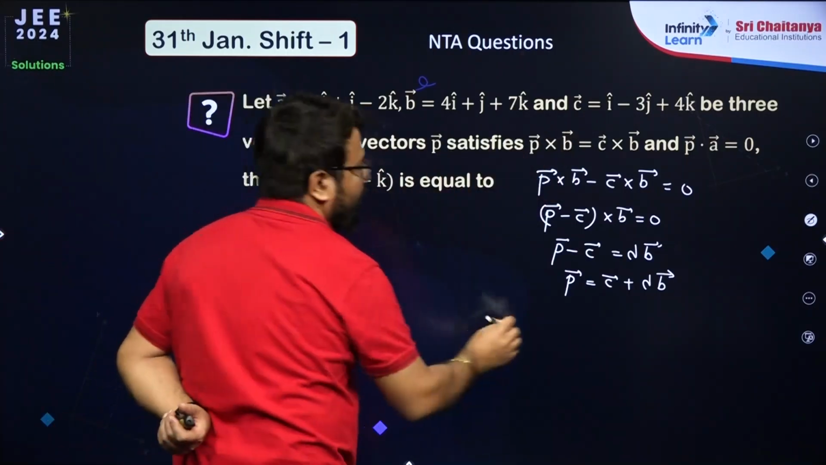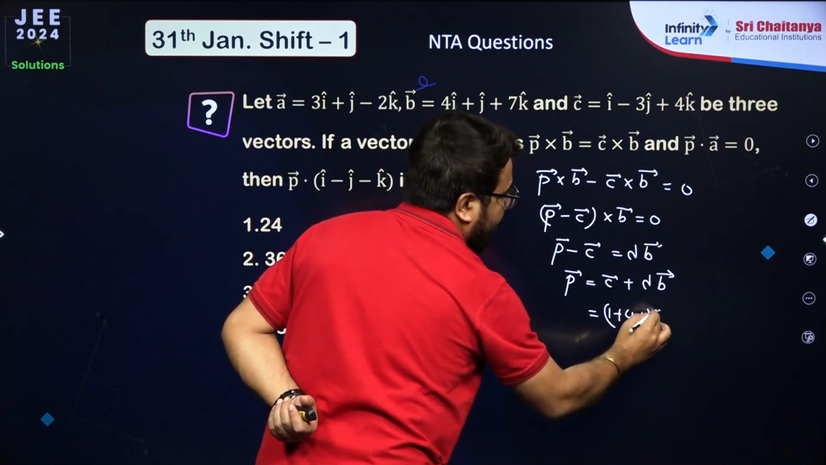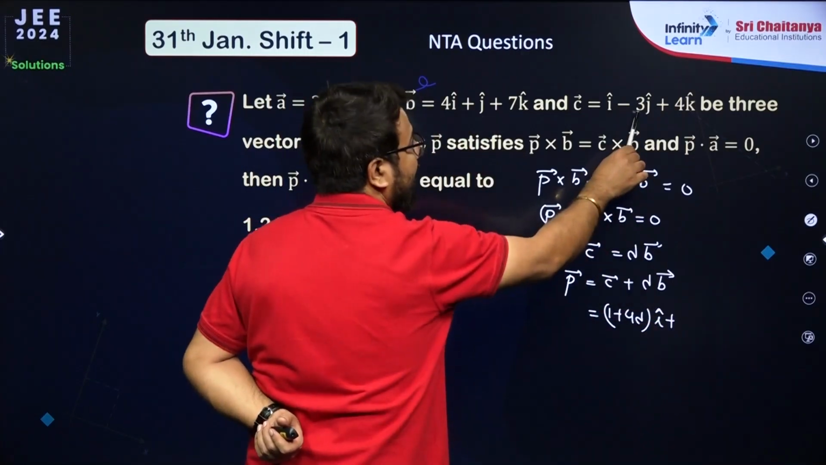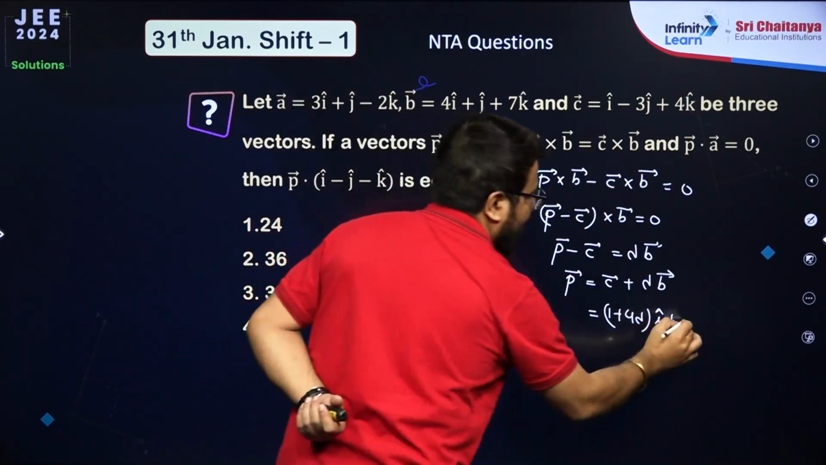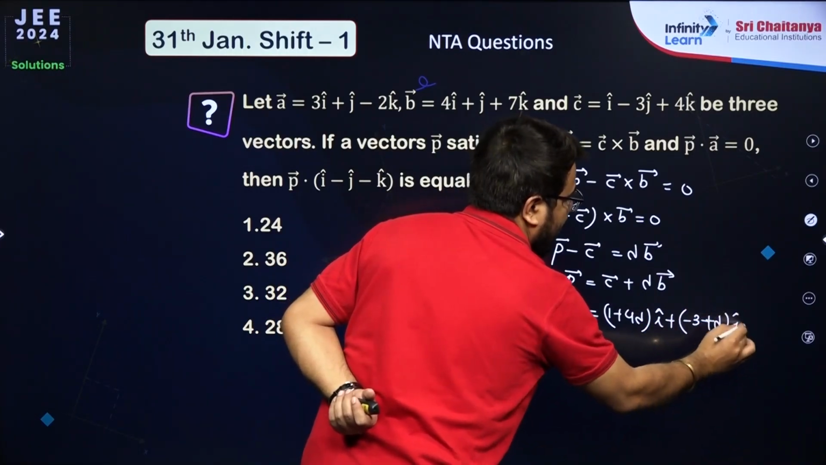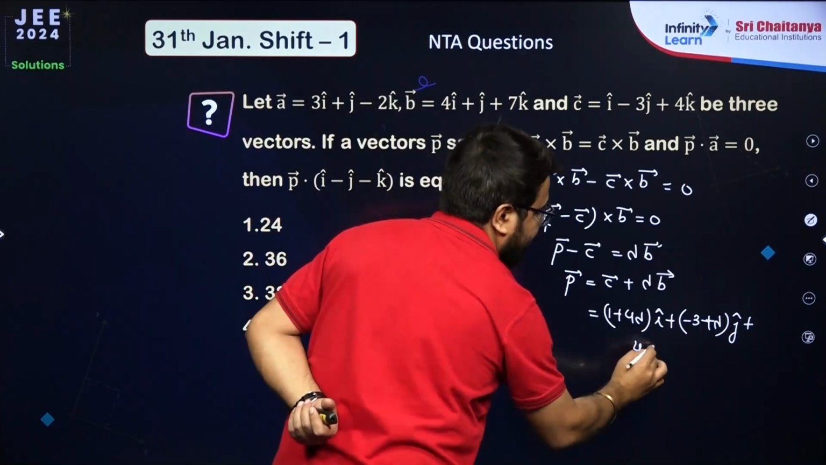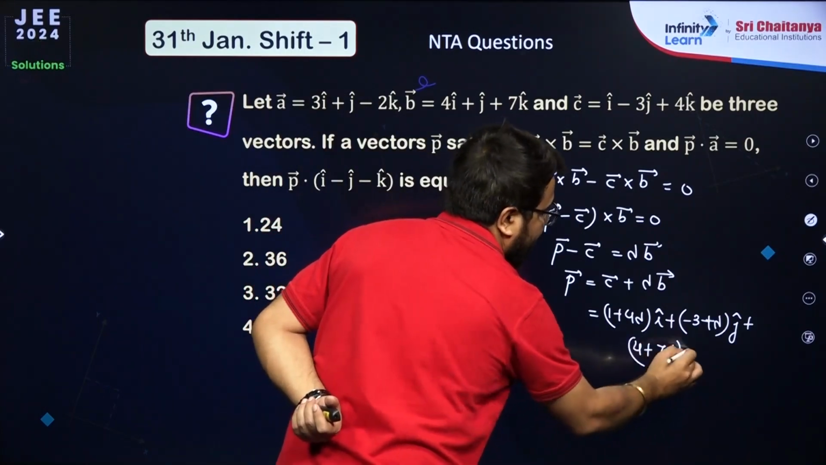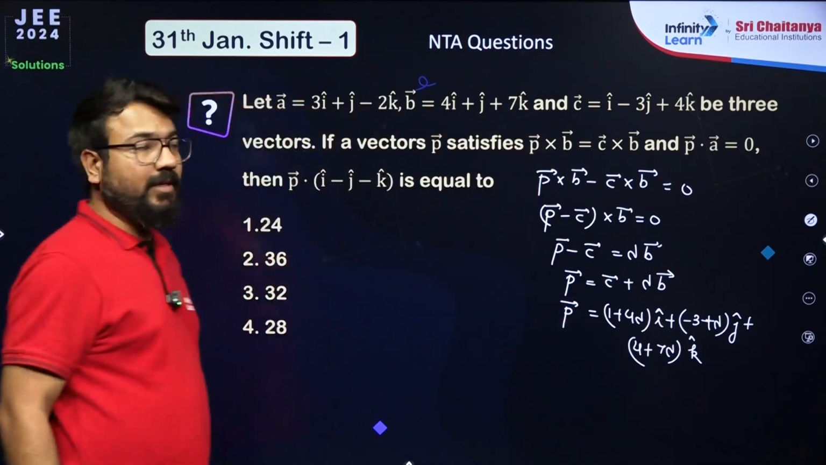So 1 plus 4 lambda will be with i cap. Again, here we have minus 3 and here we have plus 1 lambda, so that will be with j cap. And here we have 4 plus 7 lambda, so that will be with k cap. This is the value of the p vector in terms of lambda.